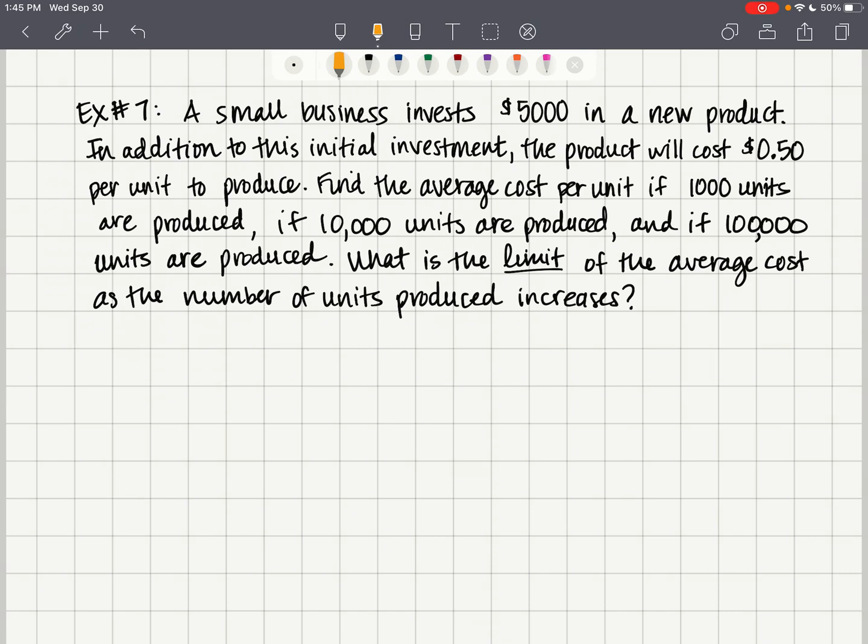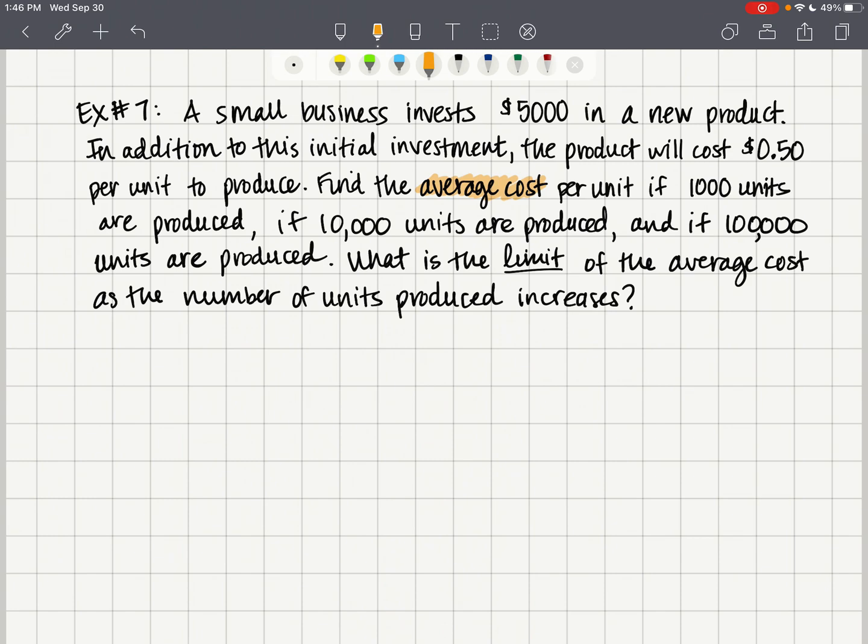In addition to this initial investment, the product will cost 50 cents per unit to produce. Find the average cost per unit if 1,000 units are produced, if 10,000 units are produced, and if 100,000 units are produced. What is the limit of the average cost as the number of units produced increases? What is the limit? Well, first, they're talking about cost, and they're talking about average cost.